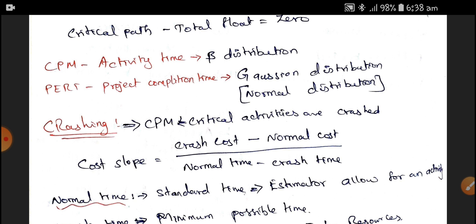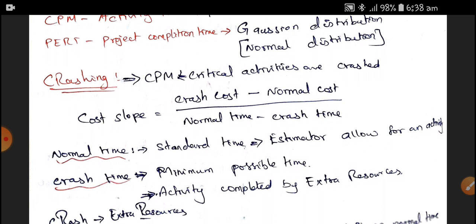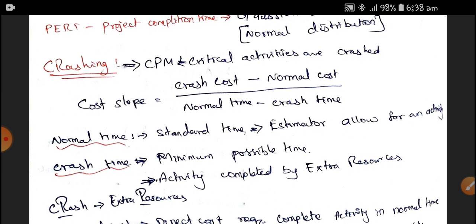So what is the cost involved in crashing? The crash slope is the crash cost minus normal cost divided by normal time minus crash time. It is our cost slope, where the normal time is the standard time the estimator allows for an activity. So that is called normal time, where crash time is the minimum possible time in which an activity can be completed by means of extra resources. So that is called crash time.